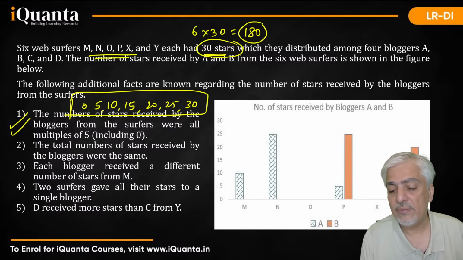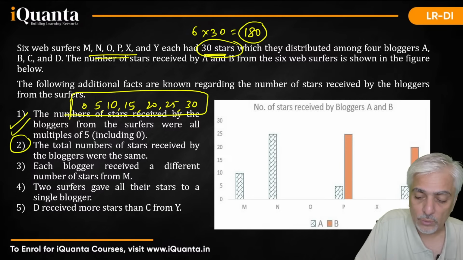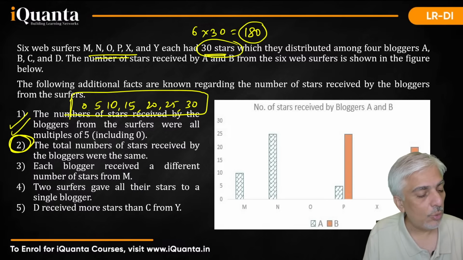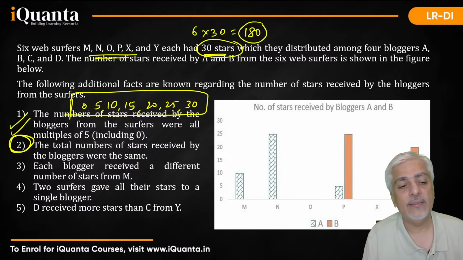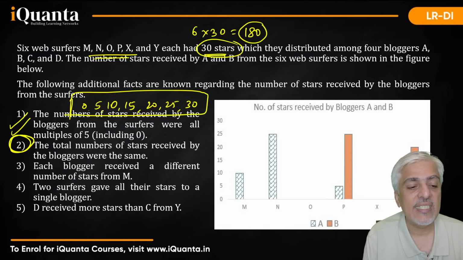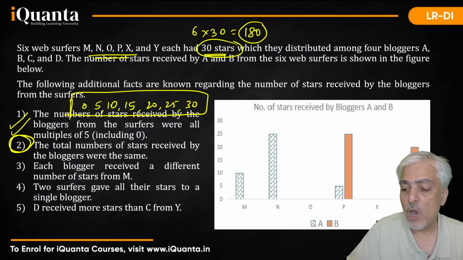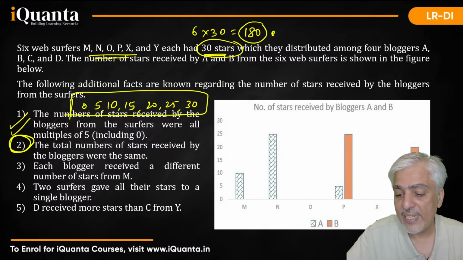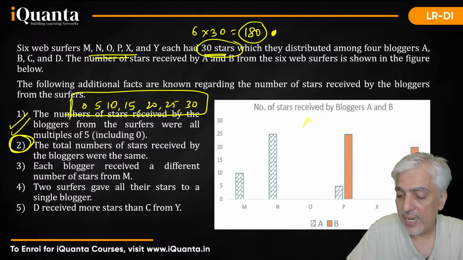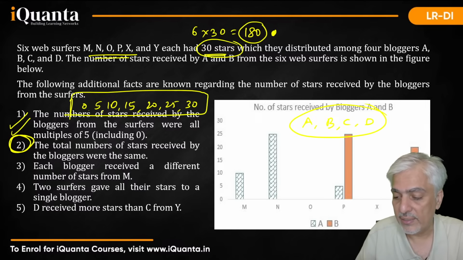Total number of stars received. Point number 2, read it very carefully and you will get one answer. Total number of stars received by the bloggers were the same. That means all the bloggers received the same number of stars. How many stars were there? 180 stars. How many bloggers were there? Only 4. A, B, C and D. Only 4 bloggers were there.